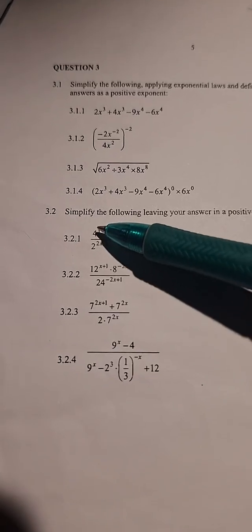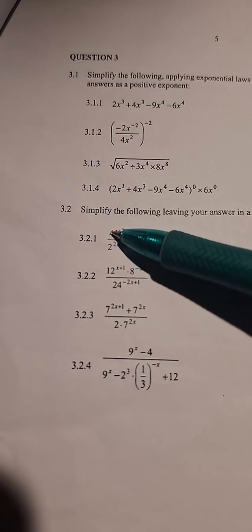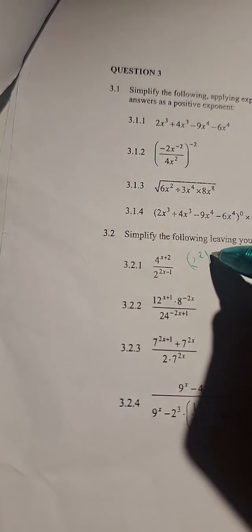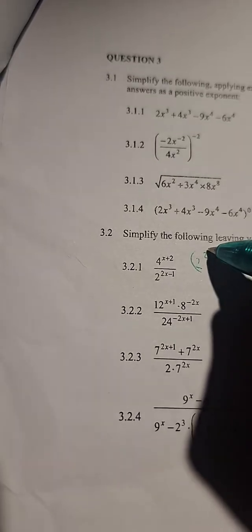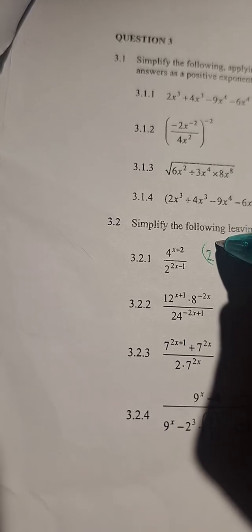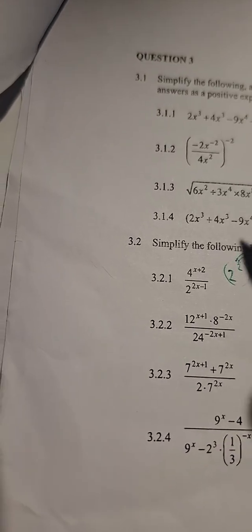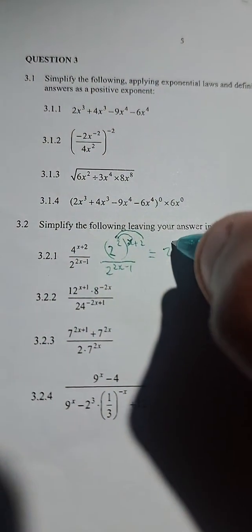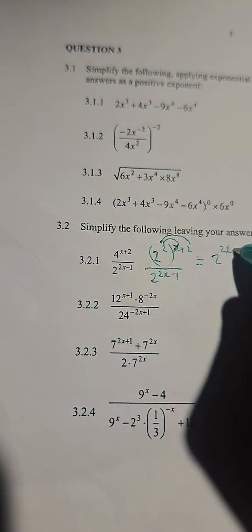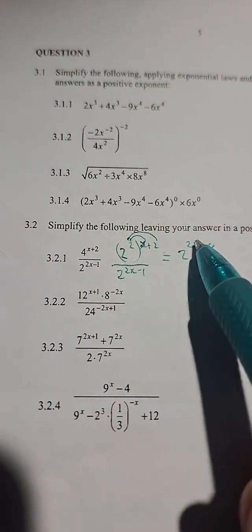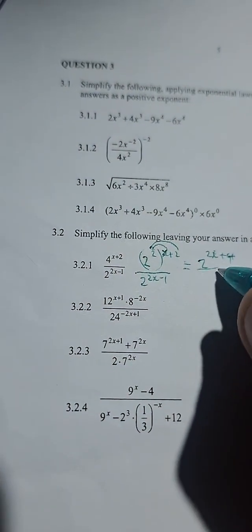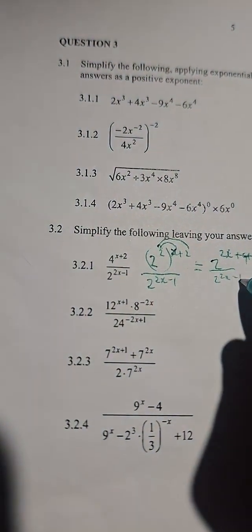Simplification should be straightforward. Prime bases, 4 and 2: you can change 4 to 2 to the power 2. Remember, guys, this is very important: 2 to the power 2, raised to the power x plus 2. A silly mistake grade 10s usually make is they forget to distribute the 2 to both the x and the 2. Don't forget that. So we have 2 to the power 2x plus 4, because 2 times x is 2x and 2 times 2 is 4. In the denominator, we have 2 to the power 2x minus 1.